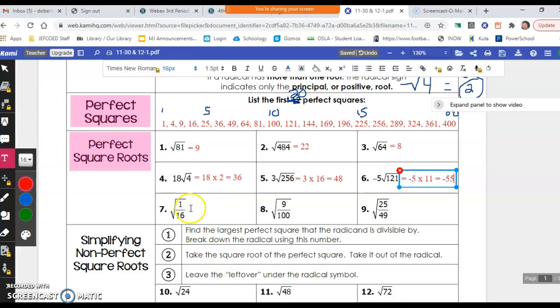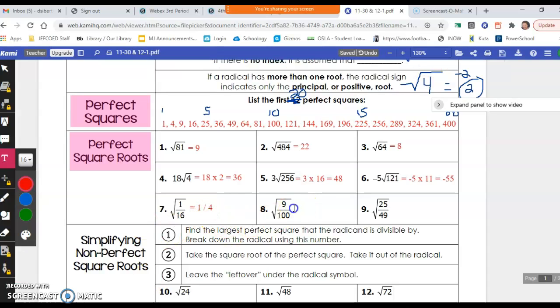Okay, all right, here. I'm going to make this real easy. We're going to split these into 2 parts. Very simple. What's the square root of 1? 1. And then the square root of 16 is 4. So it's simply 1/4 because 1/4 times 1/4 gives you 1/16. Just do them one at a time.